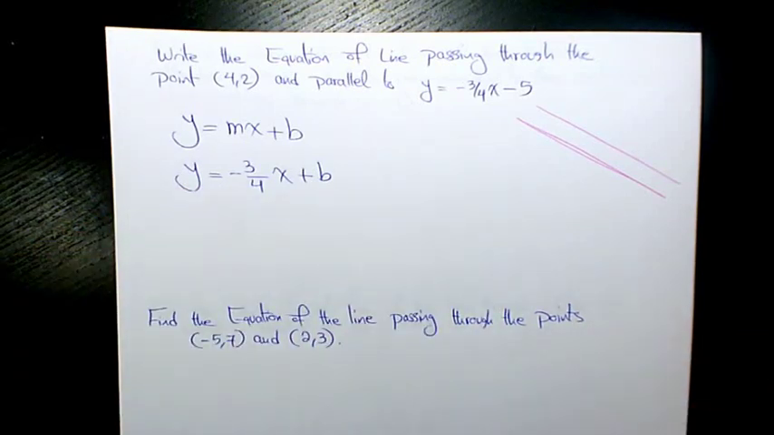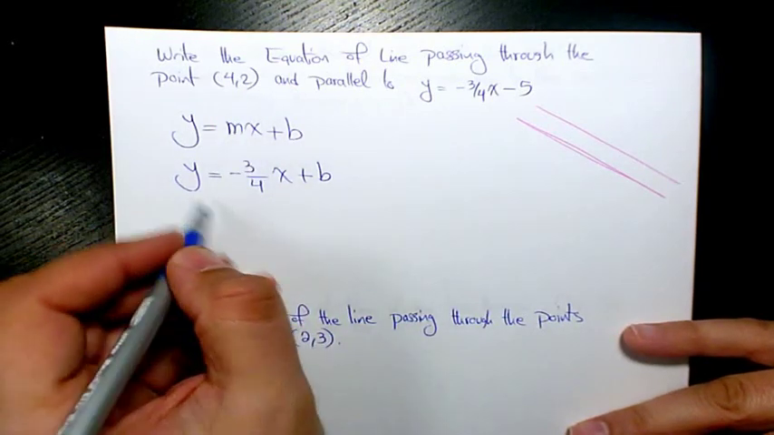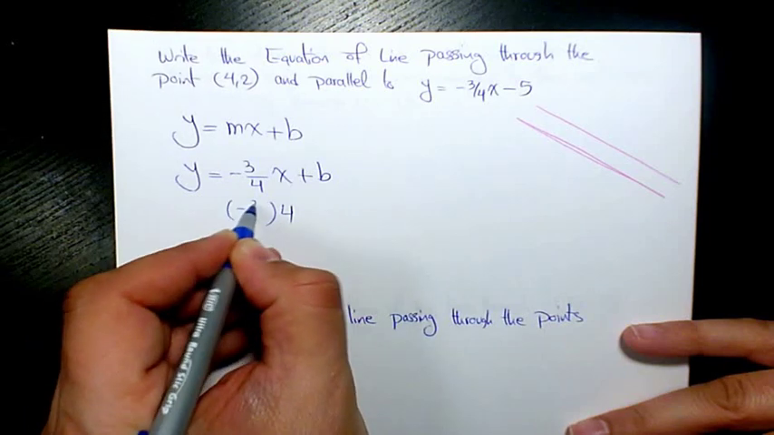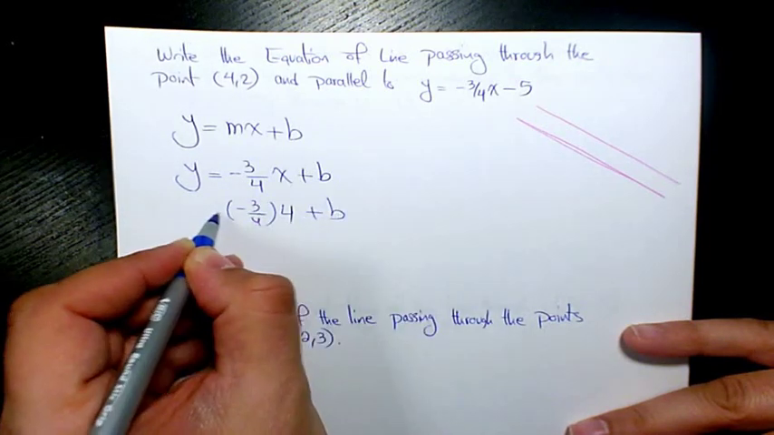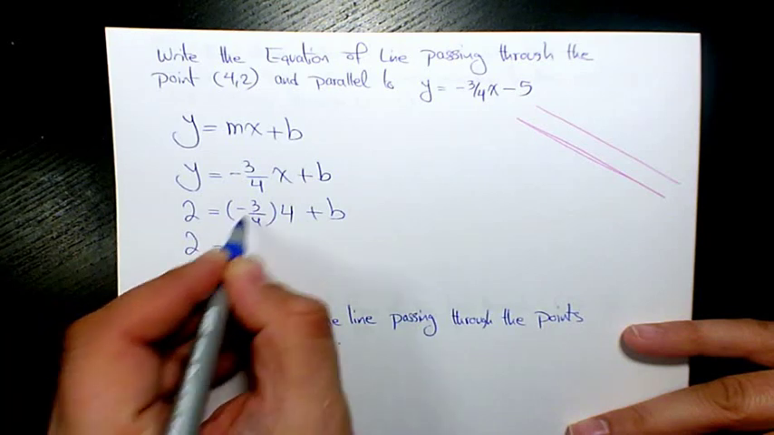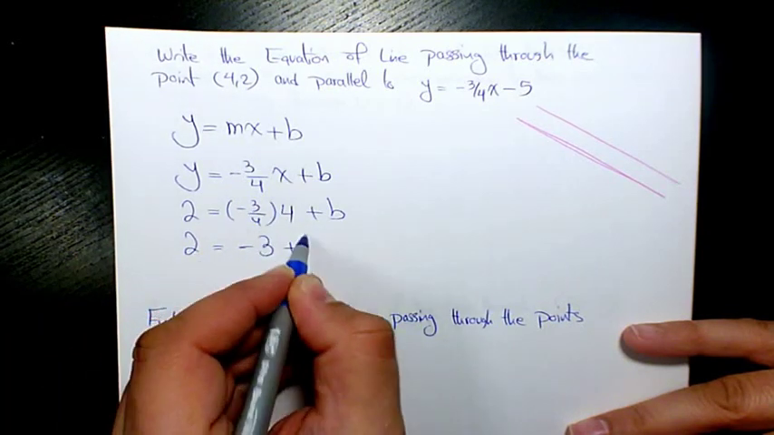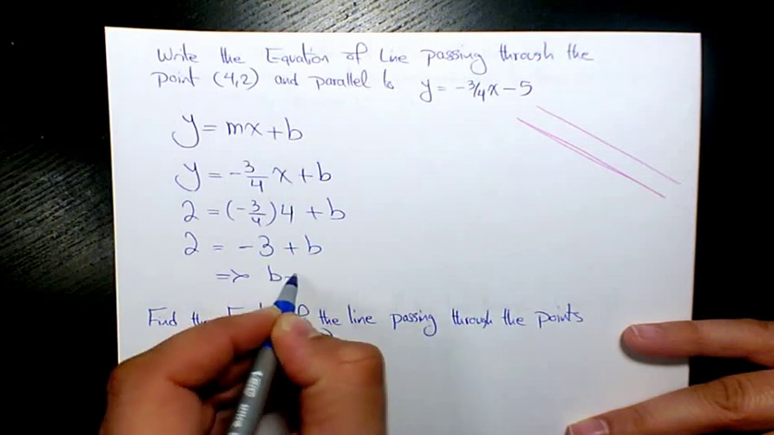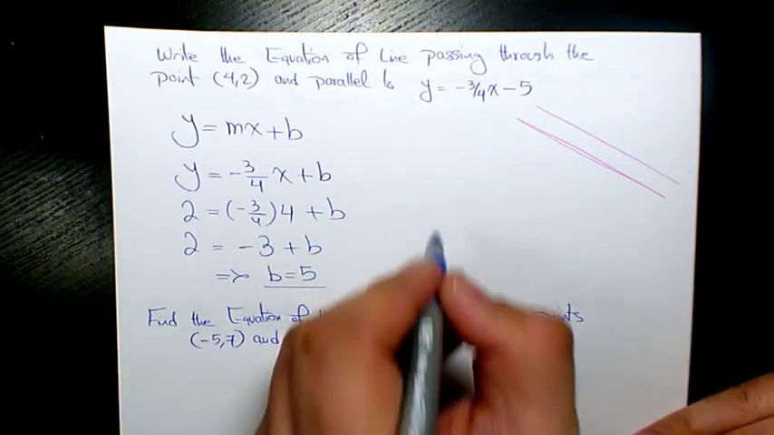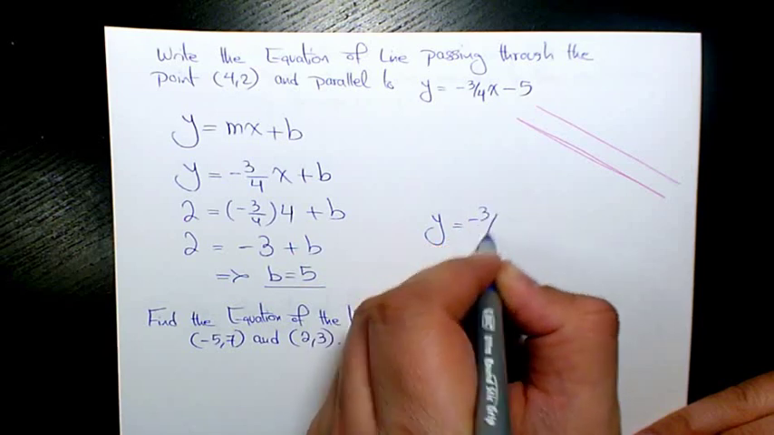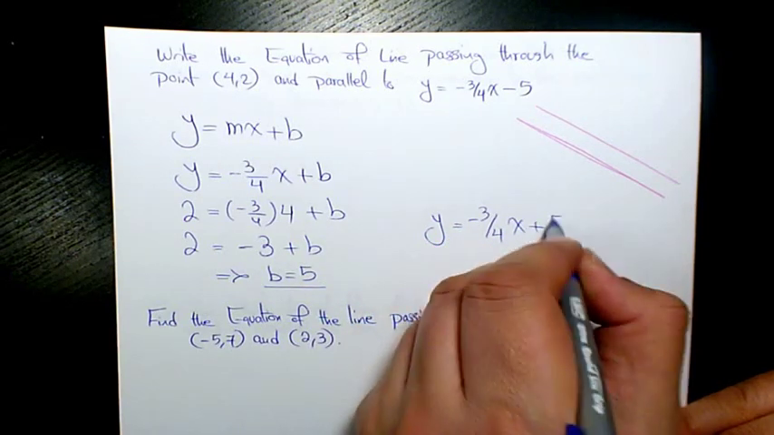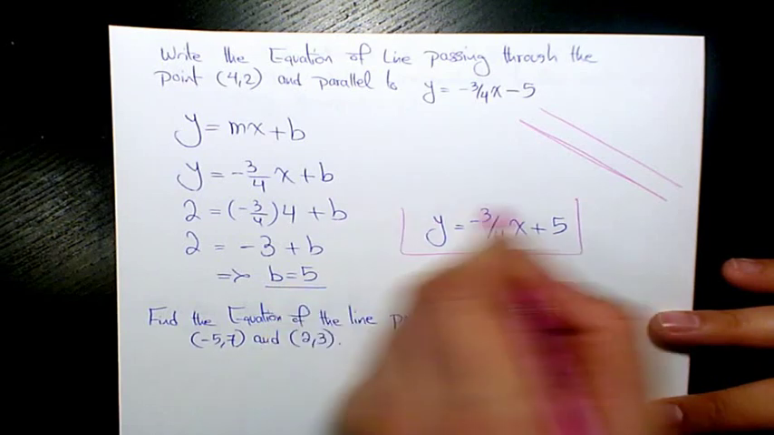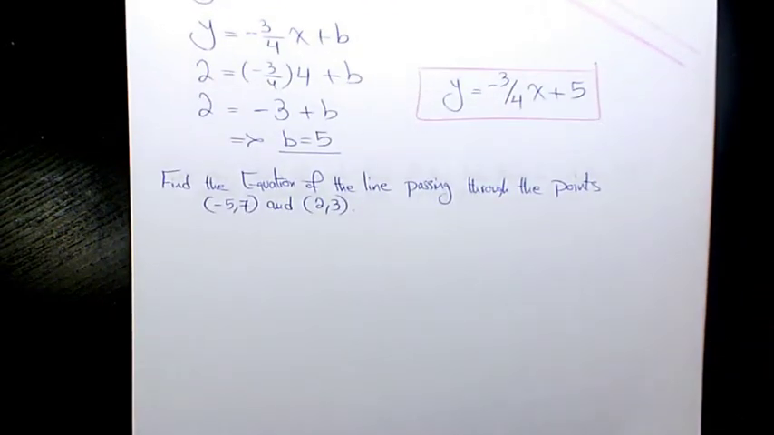So again, for finding the equation of line, we need to have either 2 points or 1 point and the slope. So we sub 4 in as x and 2 in here. It's going to be 2 equals, let's simplify, to negative 3 plus b. So we can say that b equals positive 5. So the equation of line is going to be y equals negative 3 over 4x plus 5. That's the final answer.